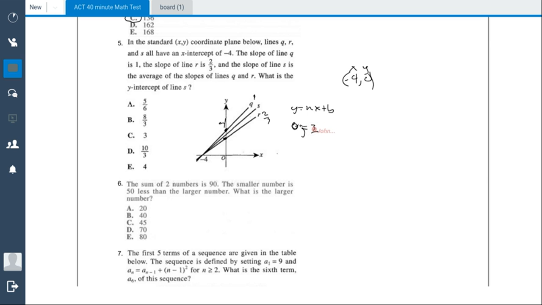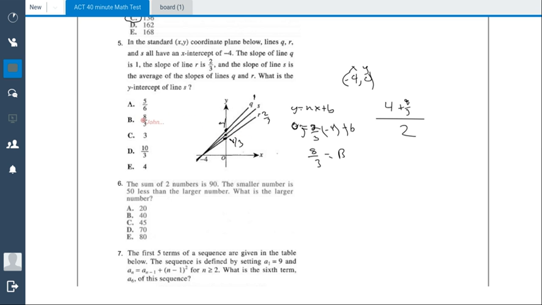M is equal to 2/3, and x is equal to -4, and I'm solving for b. So that means that 8/3 is equal to b. So that means that this right here is 8/3. This line right here is the midpoint of those two lines. So what you do is you take those two and you add them together, and then you divide it by 2.